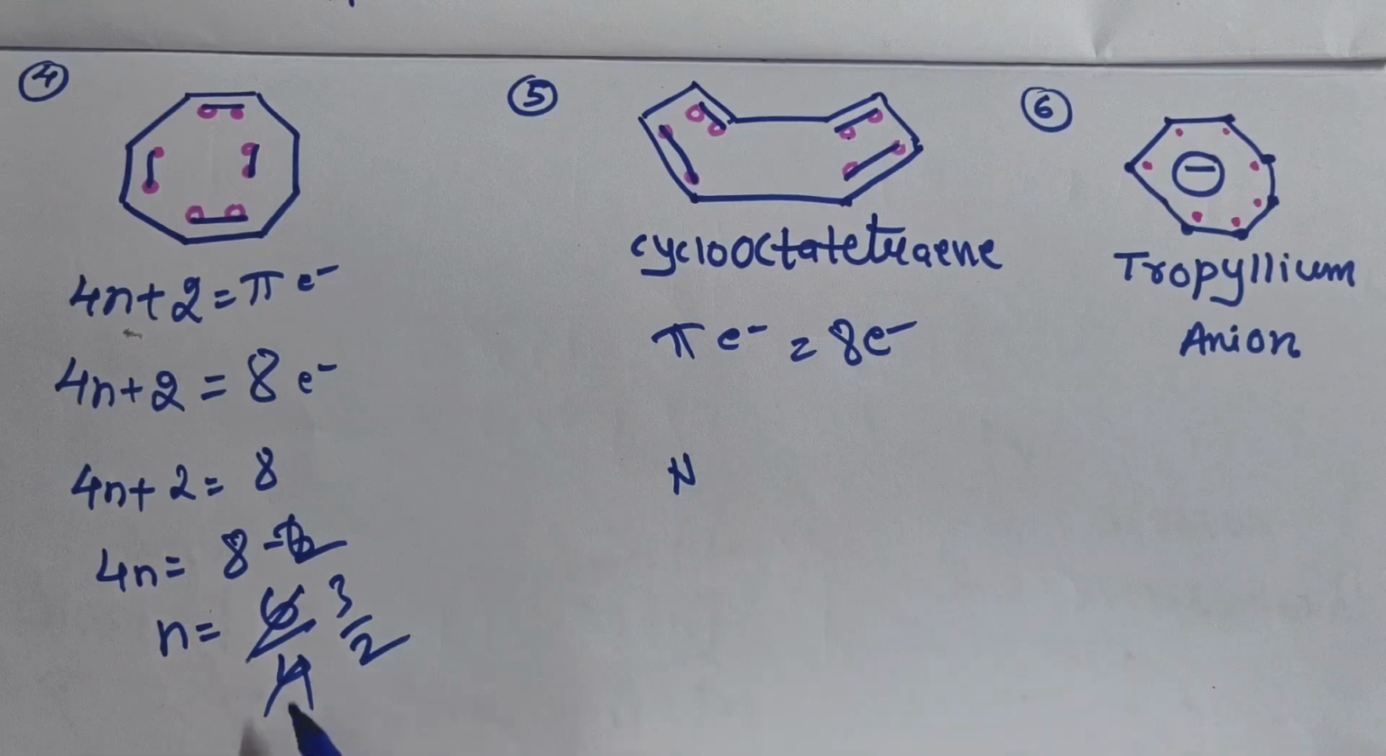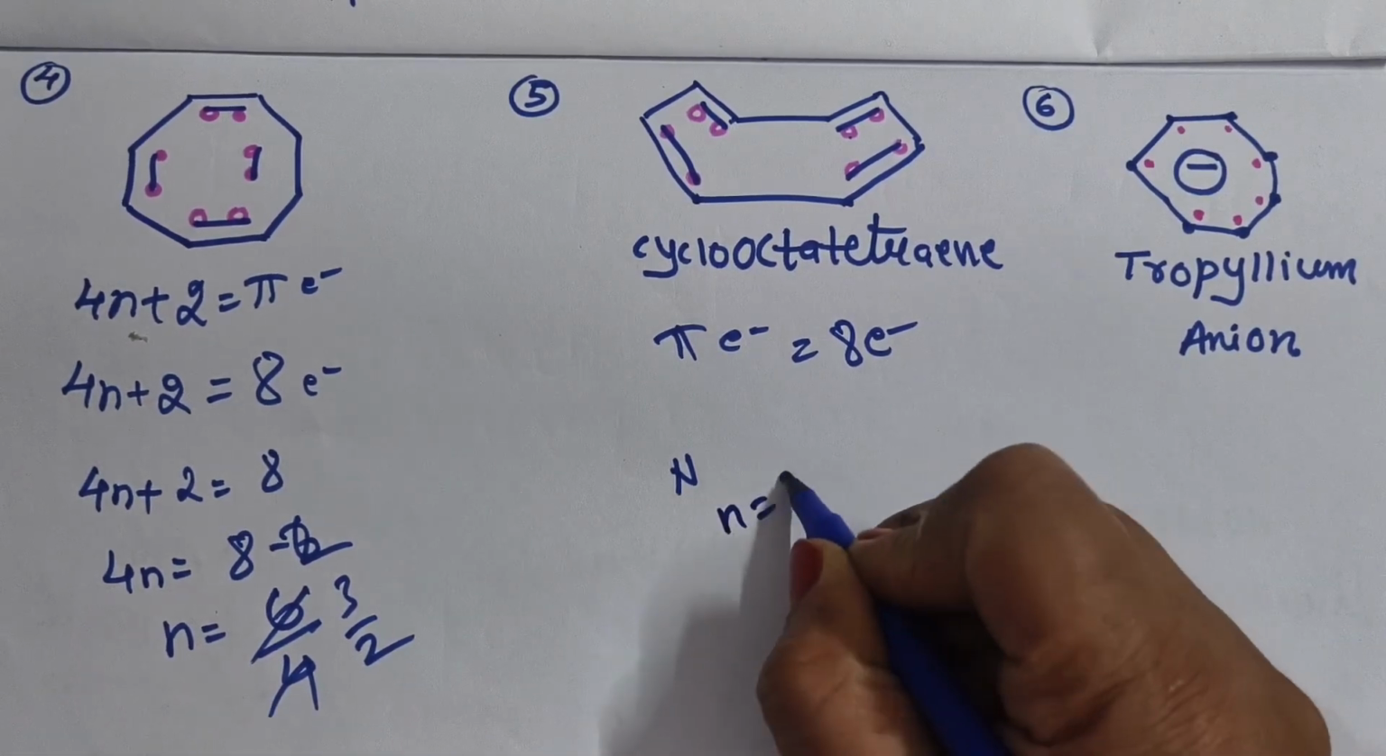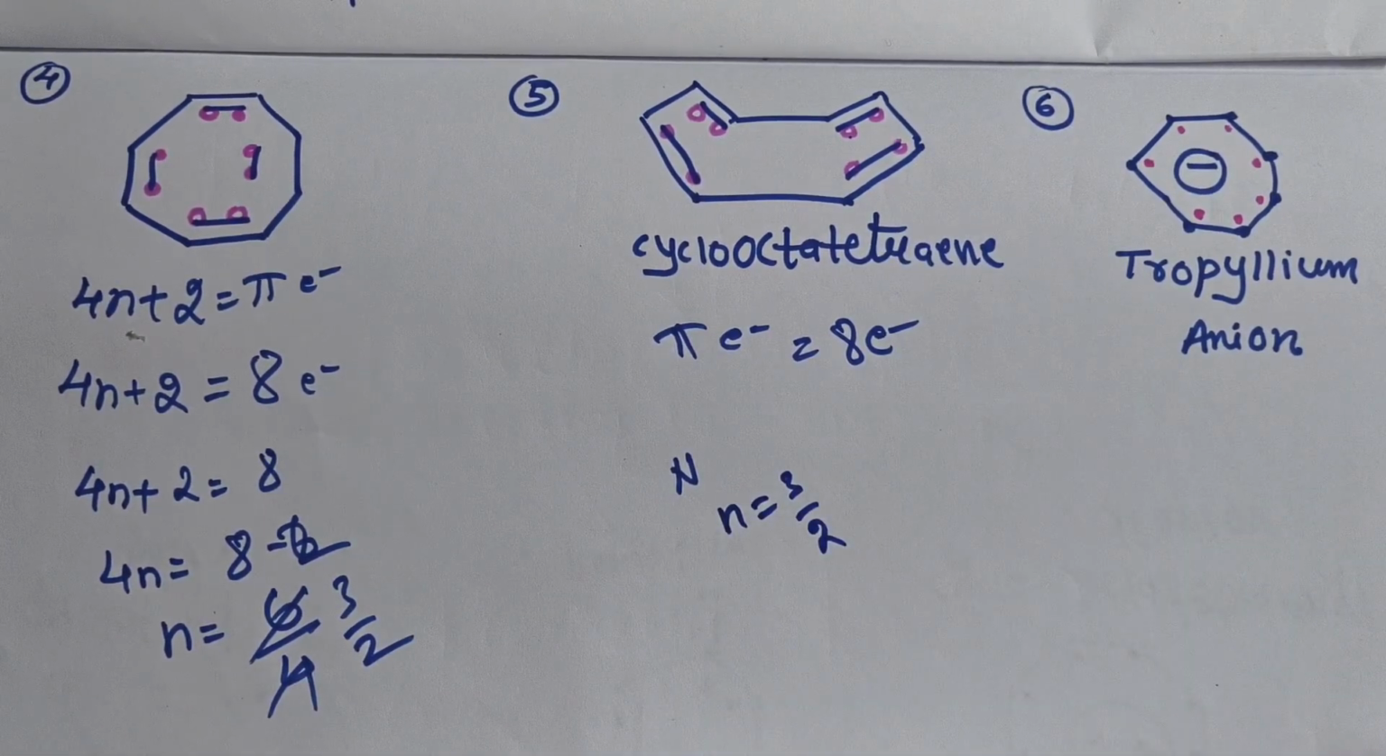It will also give you 3 by n is equal to 3 by 2, so it's also not a whole number. So this also is a non-aromatic compound.